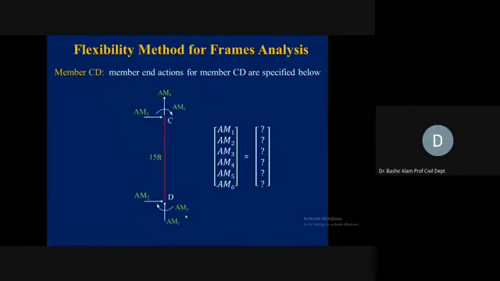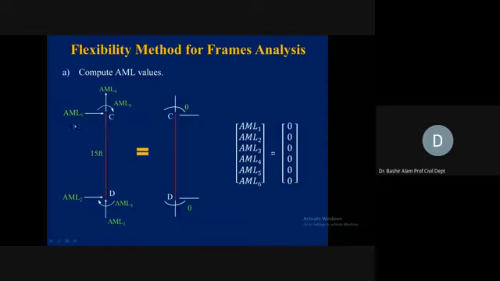Similar procedure is now repeated for member CD. So again, we label the member end actions. You see here upward, rightward, and then clockwise, AM1, 2, 3, 4, 5, 6. We designate them as our unknowns, and this is our reference for the positive directions. Capital M, from there we pick these values. If you remember, all these were zeros, so we record them here. This column is complete now. All member end actions are 0.